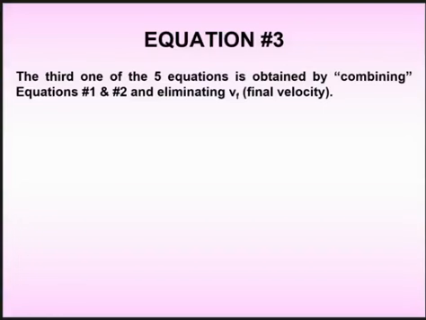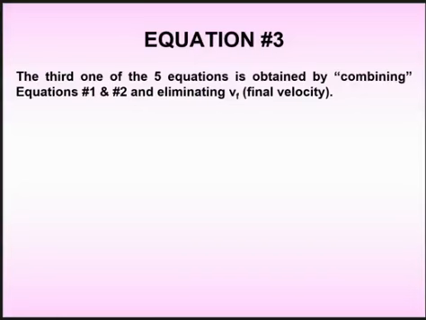Combining equations 1 and 2, the one we just did, but eliminating which one? Final velocity. So what does this mean? Can someone tell me what's equation number 1? What's equation number 2? Delta D equals half the addition of the two times delta T.